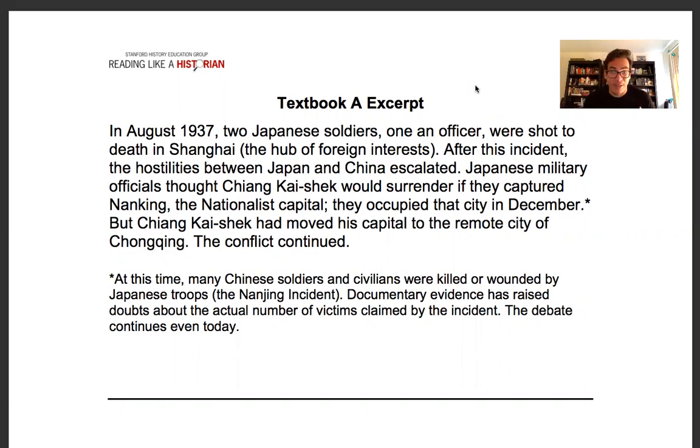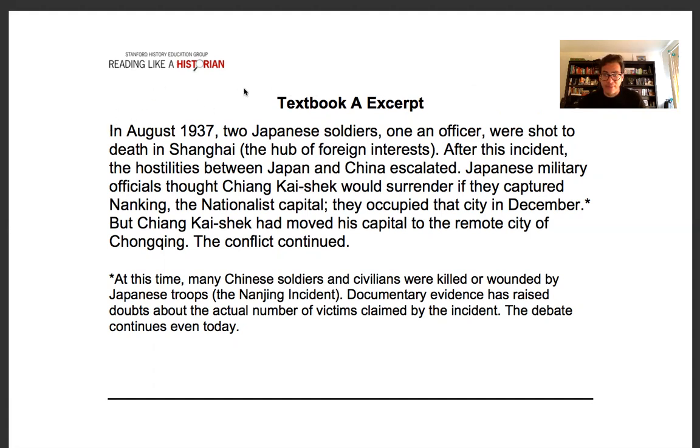So I'll give you a few moments. Look over textbook A. Remember, as you're reading, you're trying to look for clues that'll tell you whether this is either A, the Japanese textbook, or B, the Chinese textbook. Take a few moments, read over textbook A. Those of you who need it, read out loud, textbook A.